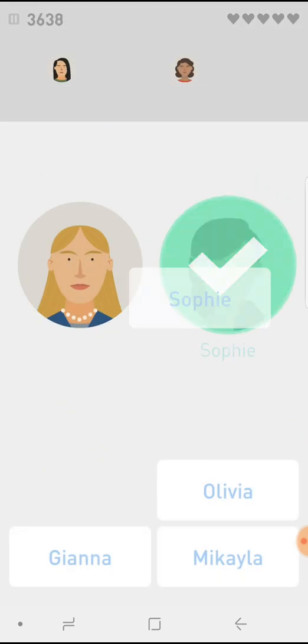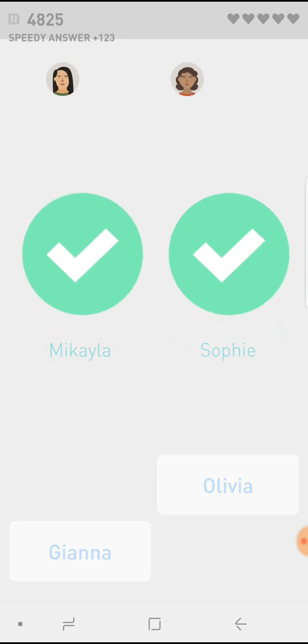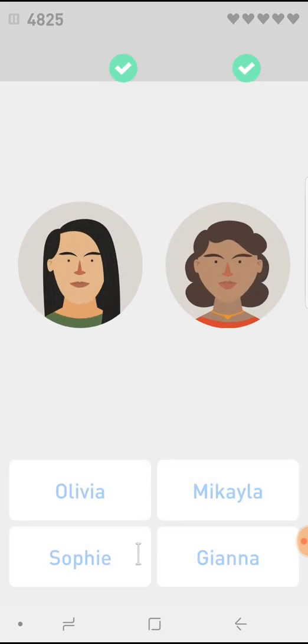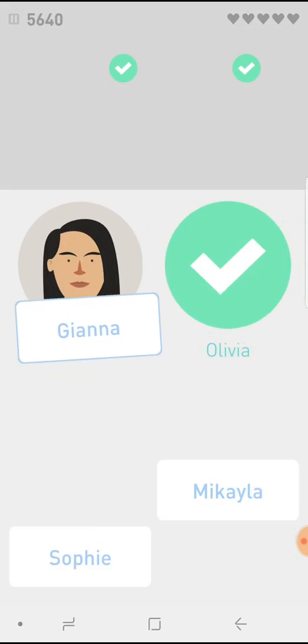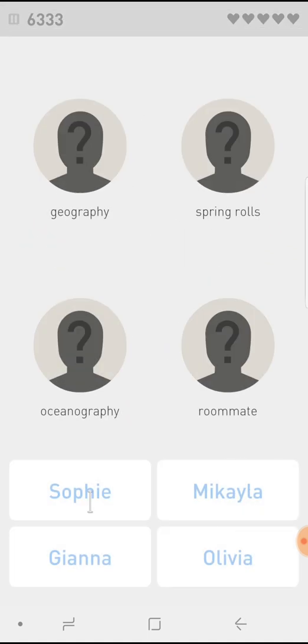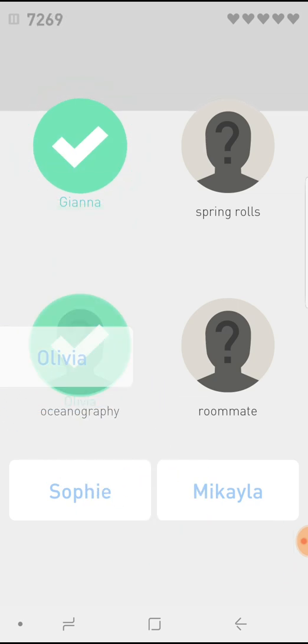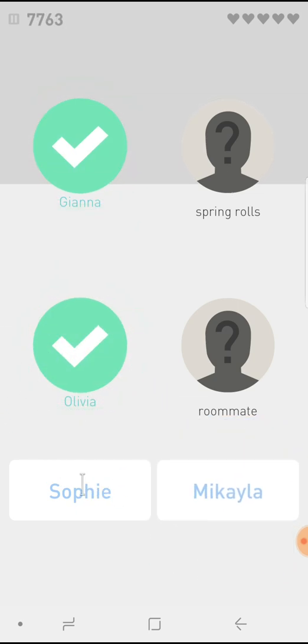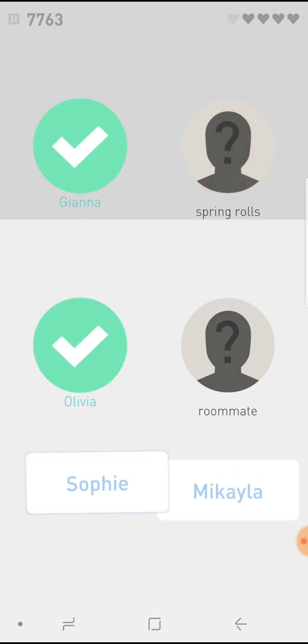So remember, we've got Sophie with the pigtails and Michaela there. Here we've got Olivia and Geography Gianna. Then what you have to do. So Geography Gianna up there, Oceana Olivia. Spring Roll was, oh god, I can't even remember. Oh, fuck me.